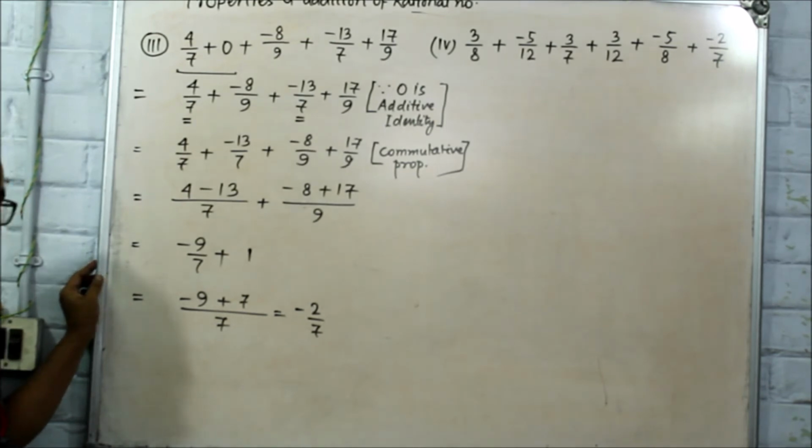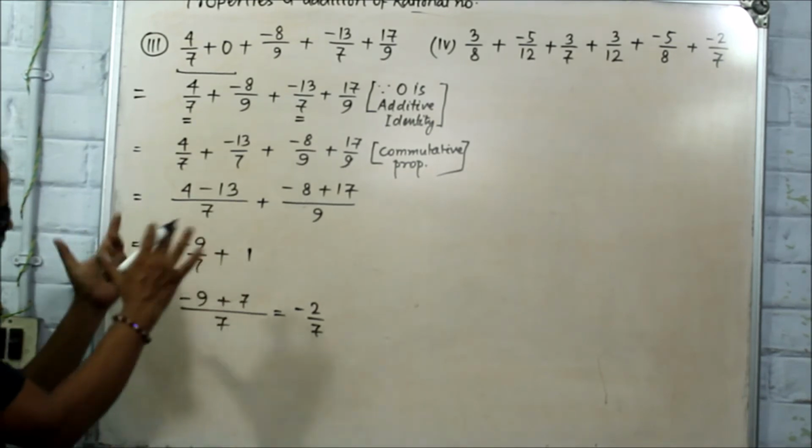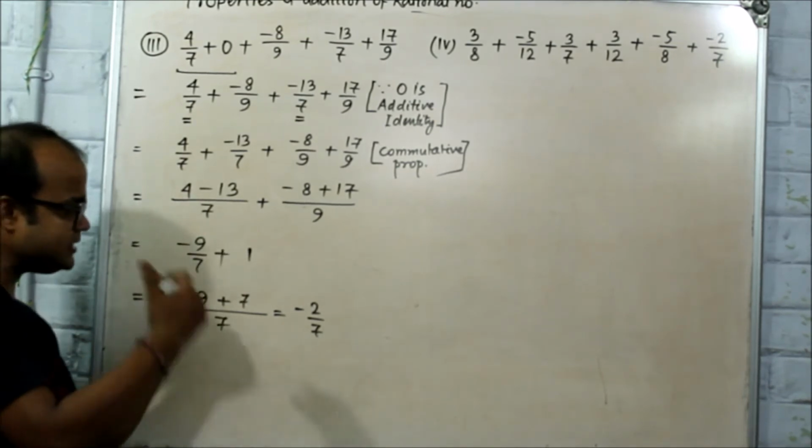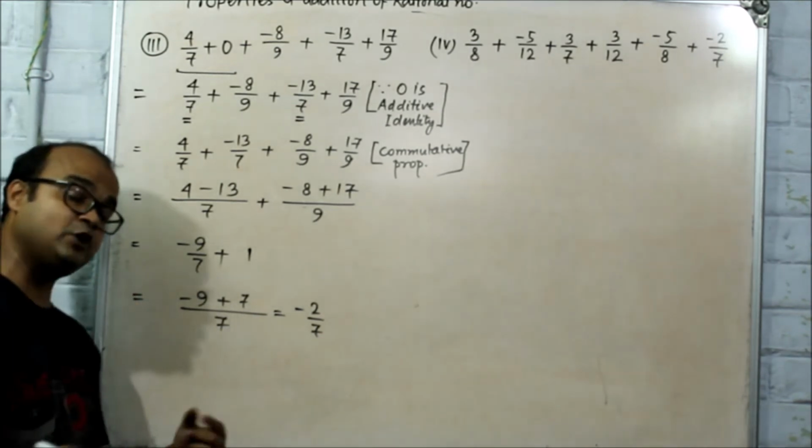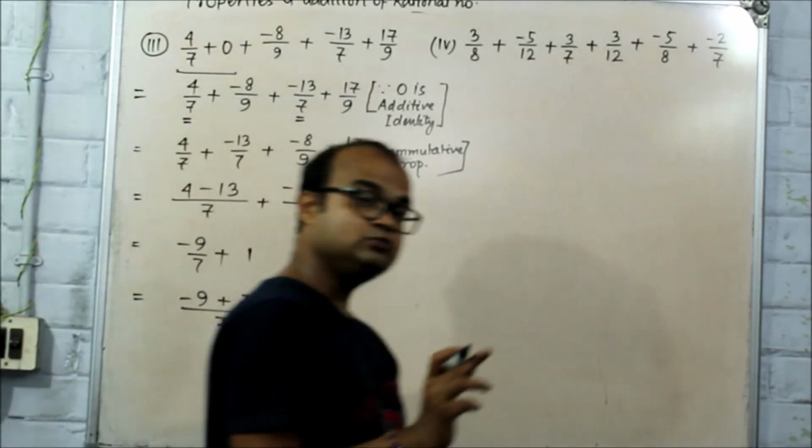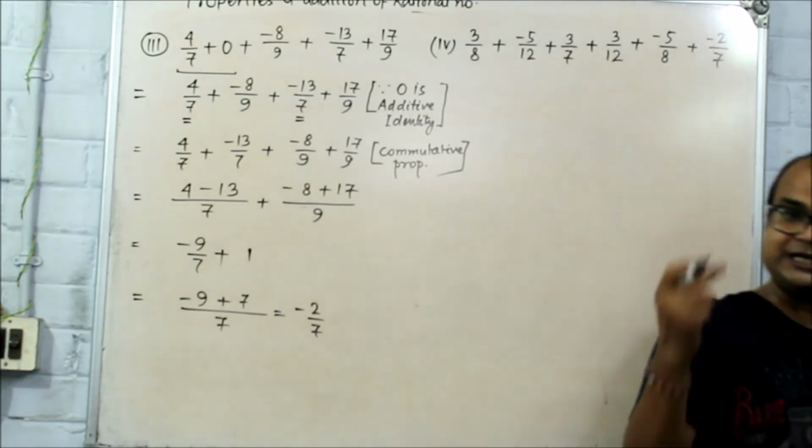Is it clear to you? Since I have explained all the calculations separately, I am not explaining them again. If you have a problem, go back to that particular sum and check the process.